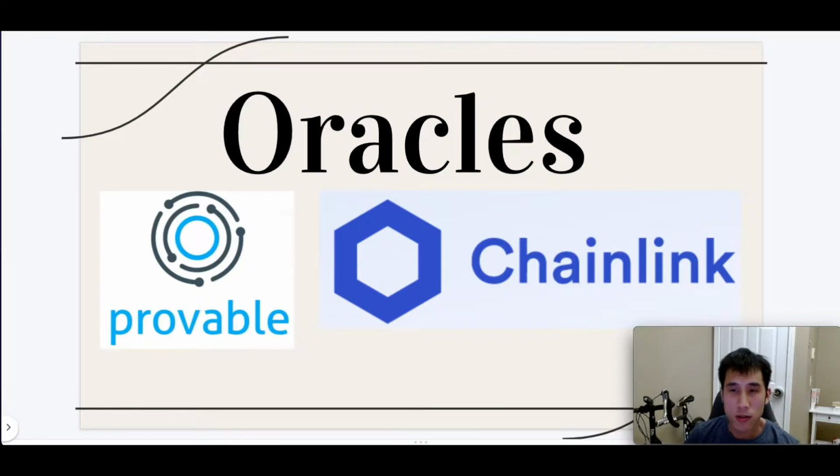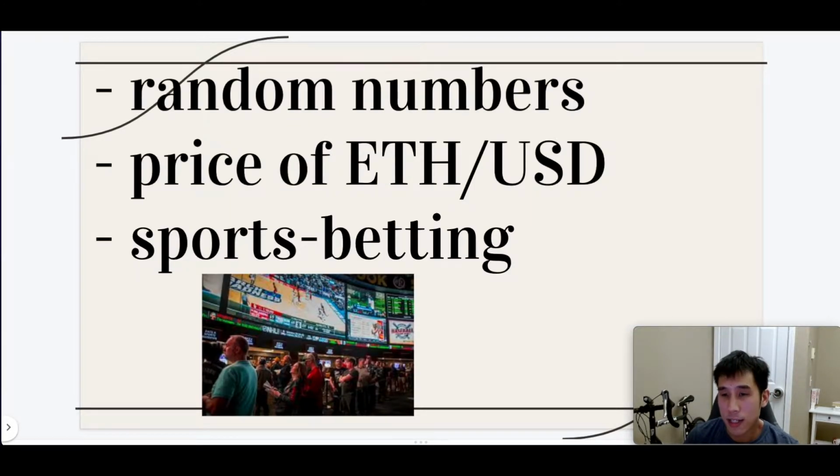Today we're going to look at Oracle services such as Provable and Chainlink. Oracles get information that is not native to the blockchain onto the blockchain. Applications include generating random numbers, calculating the prices of certain assets, and also obtaining information about events that have occurred in the real world, for example, getting the score from a basketball game.